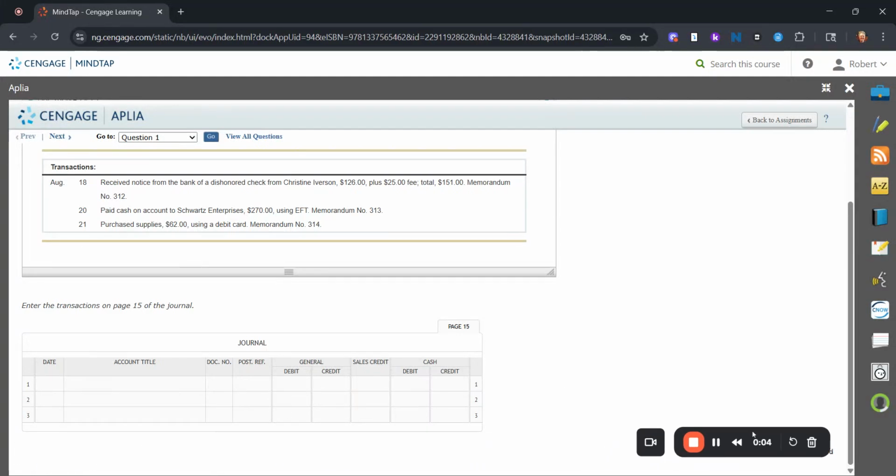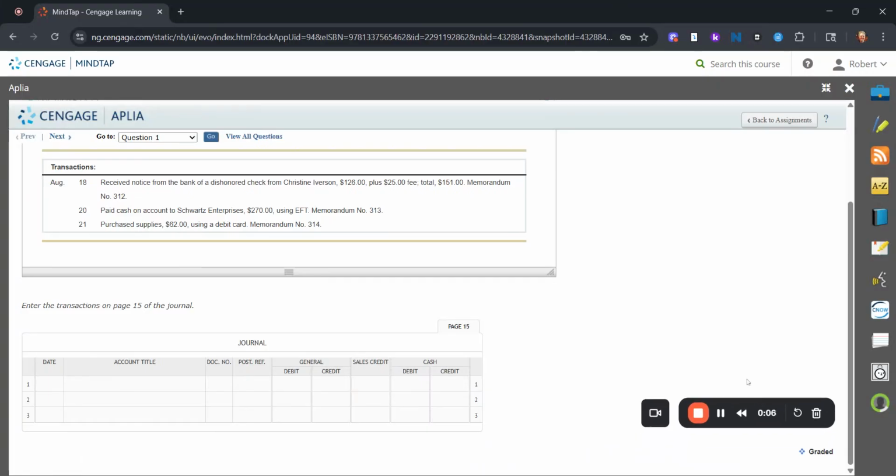Okay, we are on to the 5-3 work together for the Century 21 Accounting 11th edition multi-column journal. In this section, we're going to journalize some bounced check fees, some bounced checks, and some electronic funds transfers.